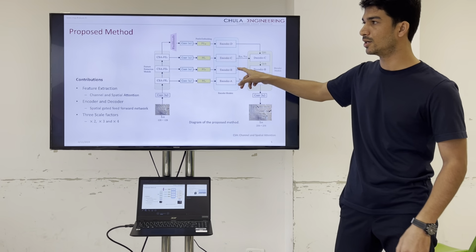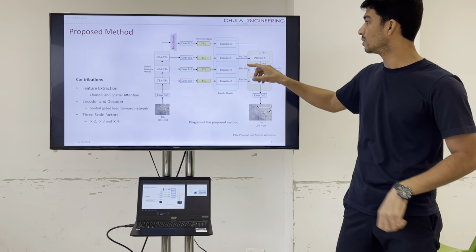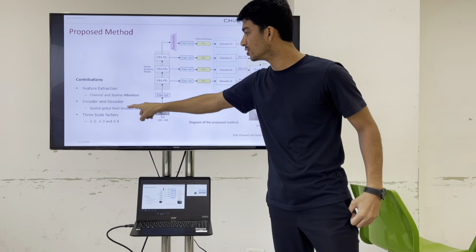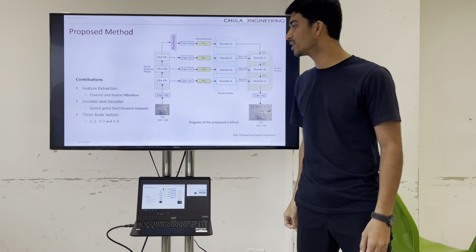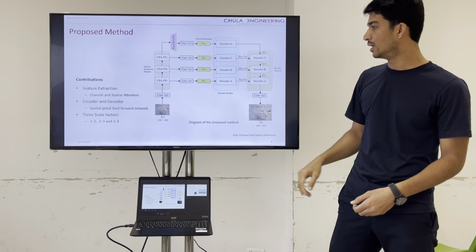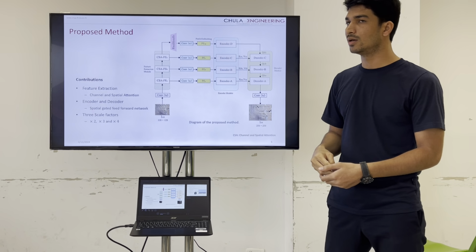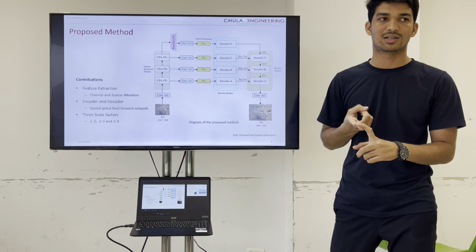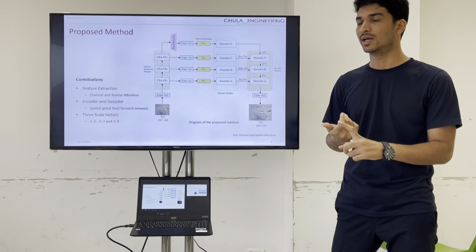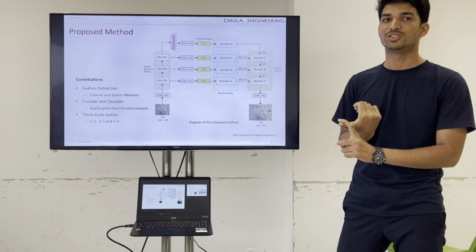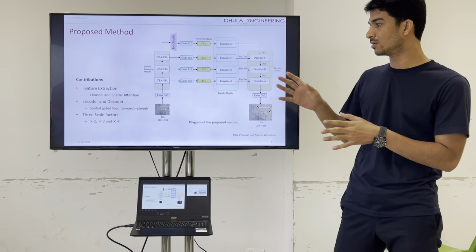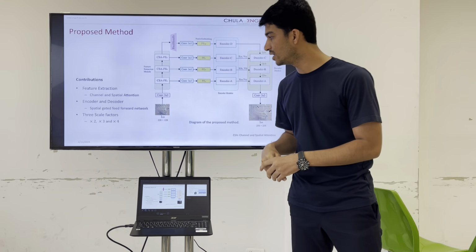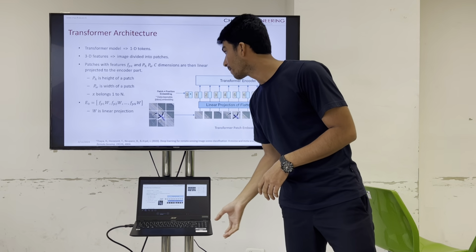Inside the encoder and decoder, instead of the feed forward network, which had a problem in previous models, we use a spatial gated feed forward network, and 3 scale factors to upscale the image: scale factor of 2, scale factor of 3, and 4. That is a challenging task. As we go for a higher number of scales, it's quite challenging. So we did it until scale 4.